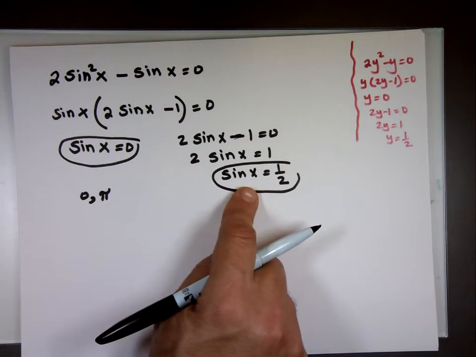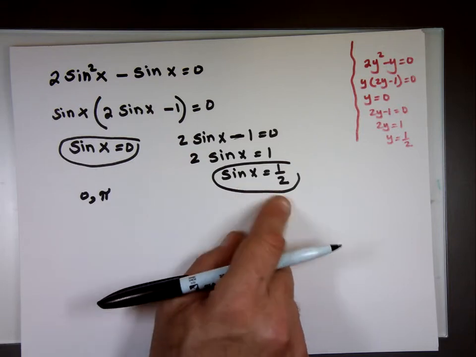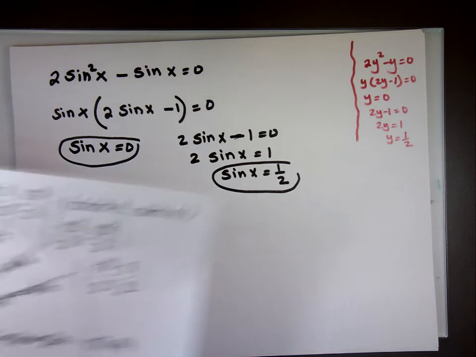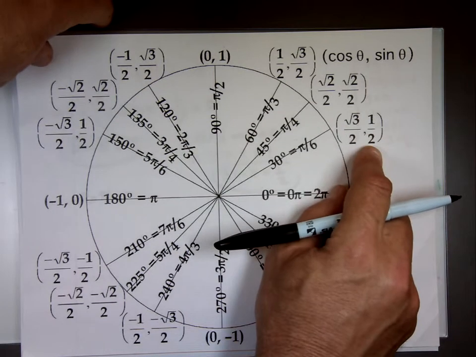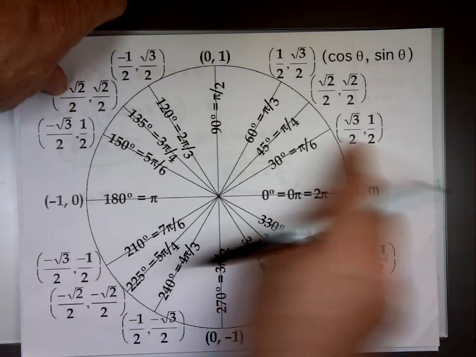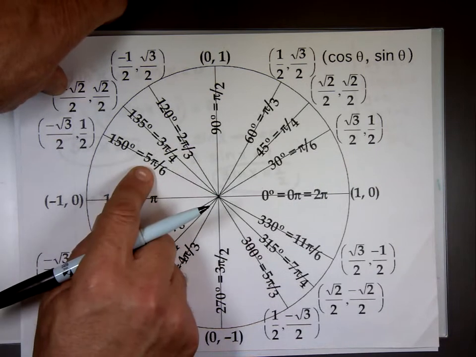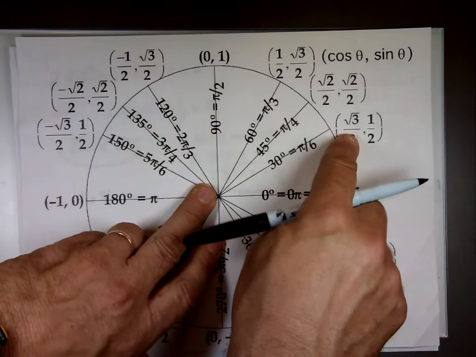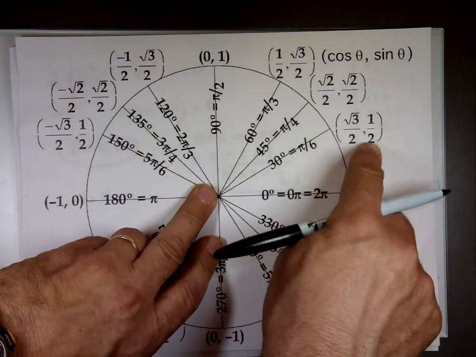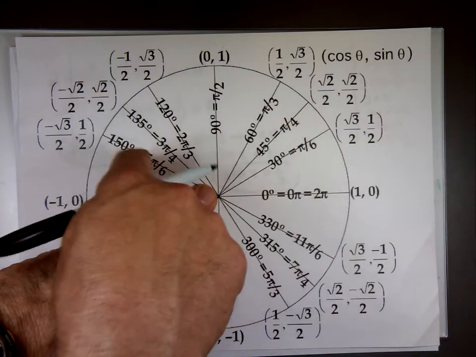Where is the sine of x equal to 1/2? Go back to the unit circle. Sine is the second number. Pi over 6. And there has to be another one on this end. 5 pi over 6. See it? Because you're going to fold that paper this way. If there's one here, there's one there. Pi over 6 and 5 pi over 6.